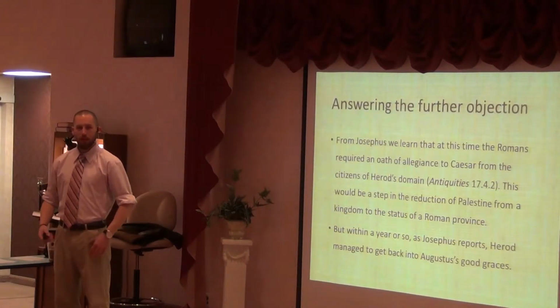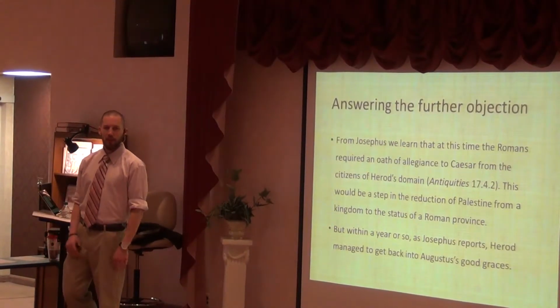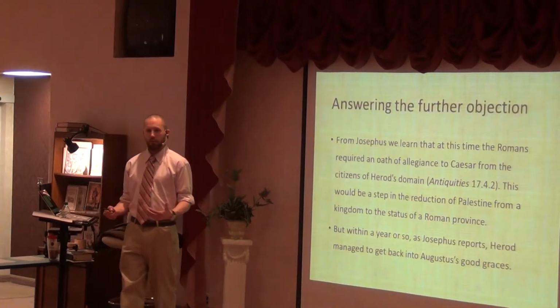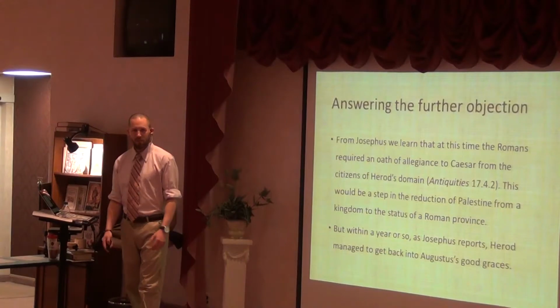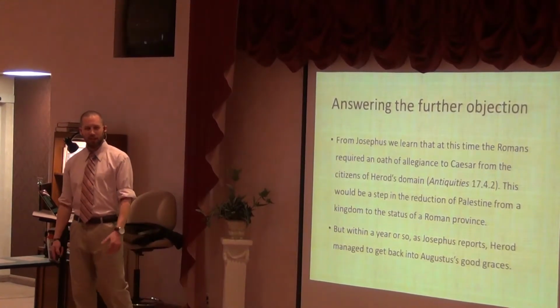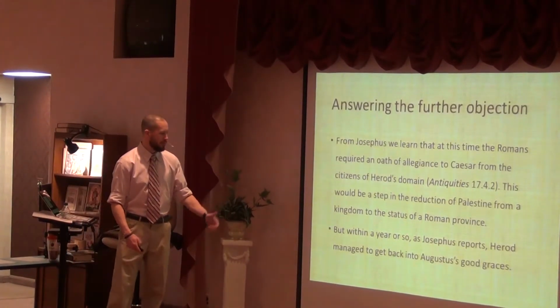He was able to basically be like, you know what, you were right. Herod did some bad things, but let me give you a fuller account of what happened so that you can make a good judgment. So he's kind of propping up Augustus, working on his pride sort of thing. So Herod was actually able to get back in good graces.